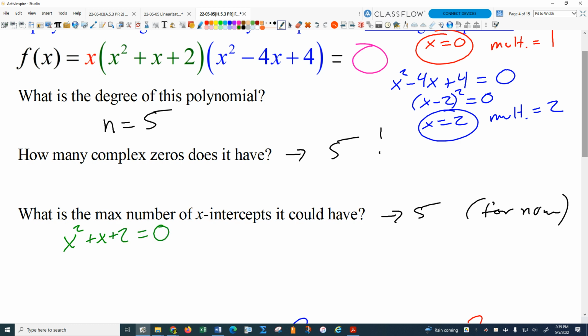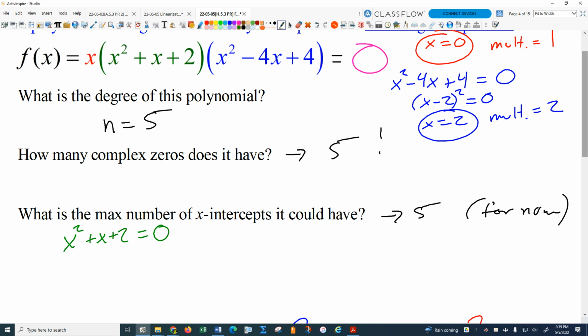Okay, can you find magic numbers that multiply to 2 and add to 1? No numbers that multiply to 2 and add to 1, are there? Multiply to positive 2 and add to 1. Okay? So it doesn't factor. Does that mean we couldn't have real solutions? No, they could just be square roots or fractions or something, right?